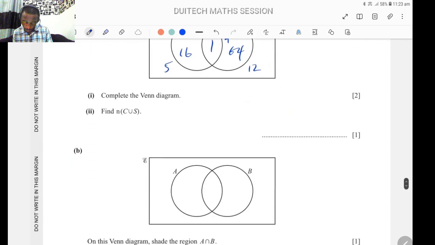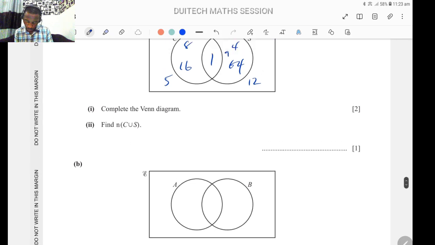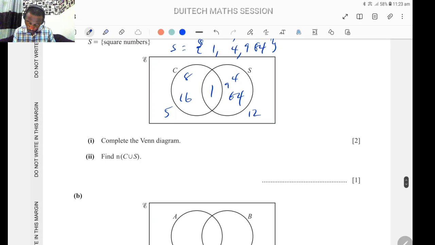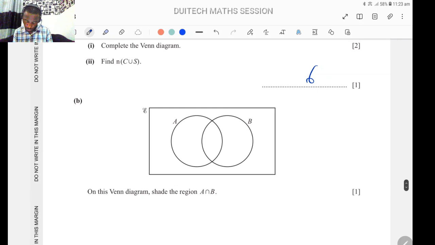The next question says we should complete the Venn diagram. In this case, to find the number in the union, how many do we have here? There are 1, 2, 3, 4, 5, 6. So the union there is 6. The next question says, on the Venn diagram, shade the region that is the intersection.